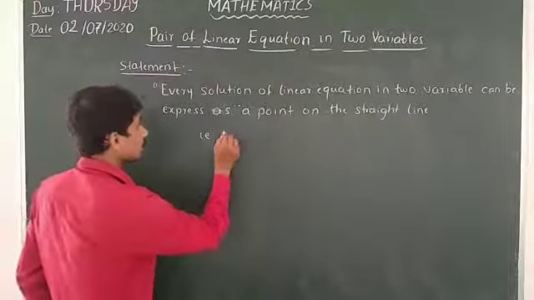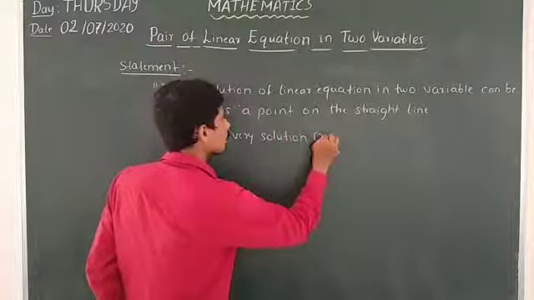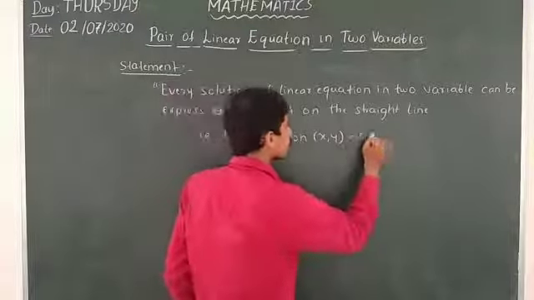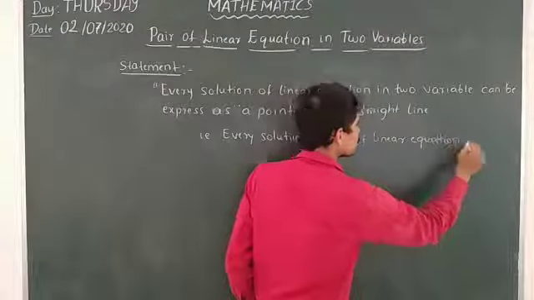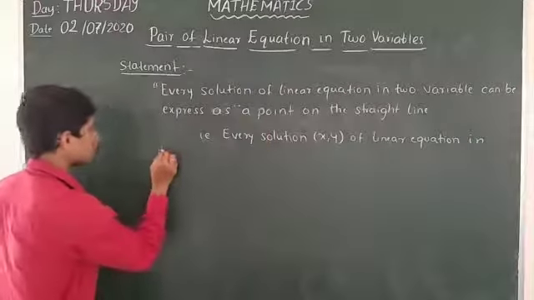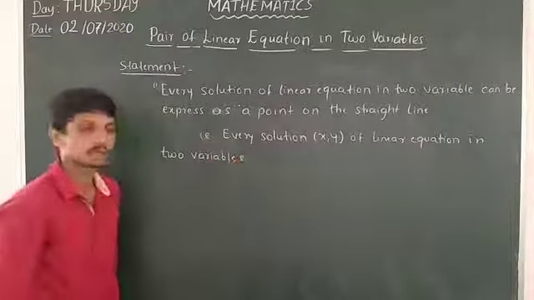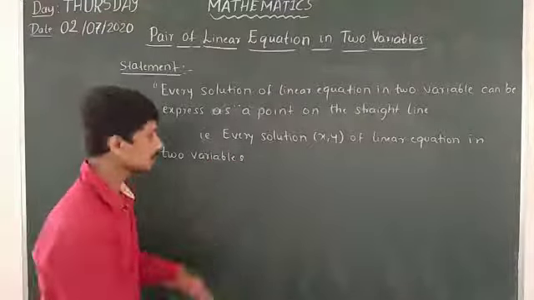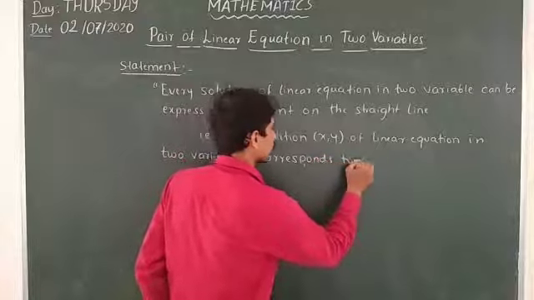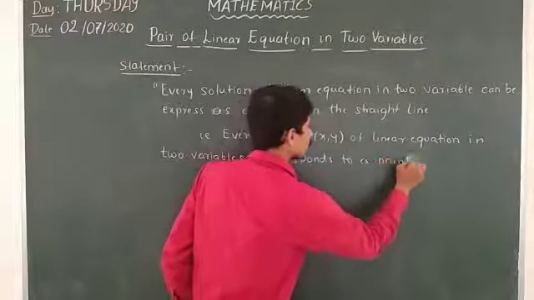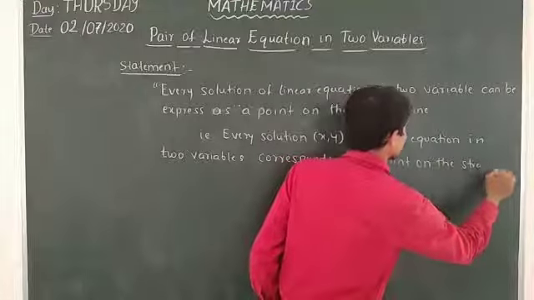So every solution (x, y) of a linear equation in two variables corresponds to a point on the straight line.